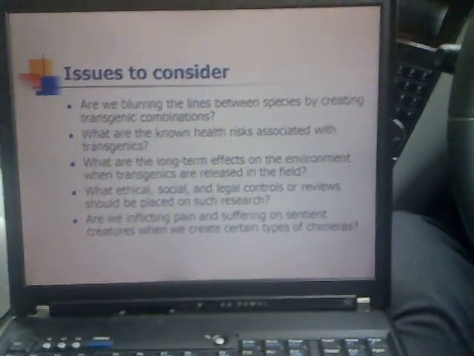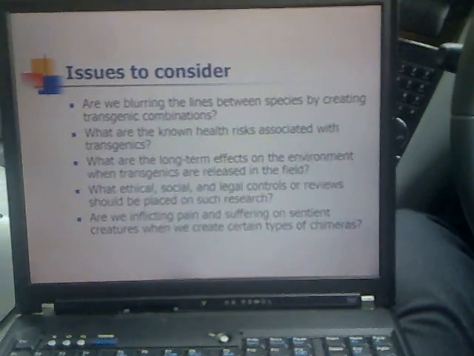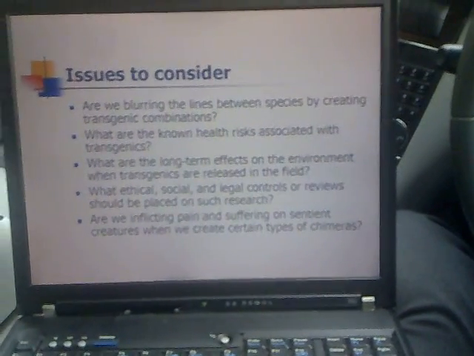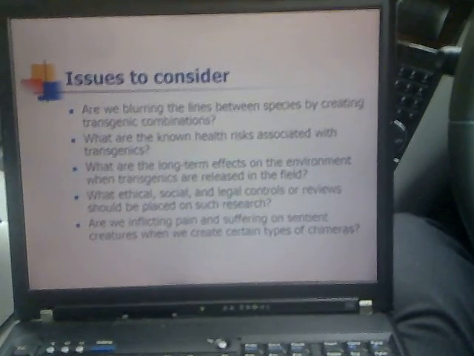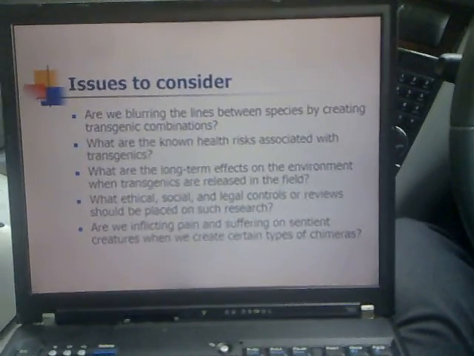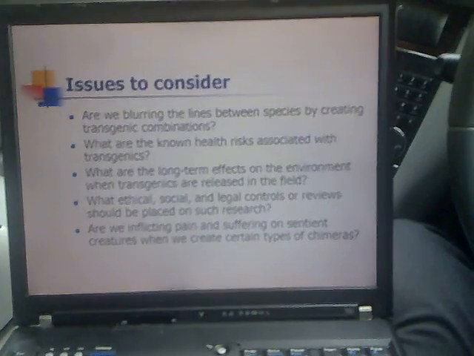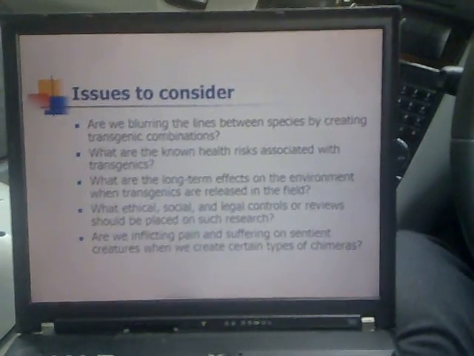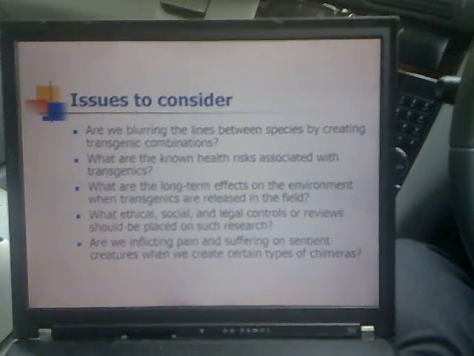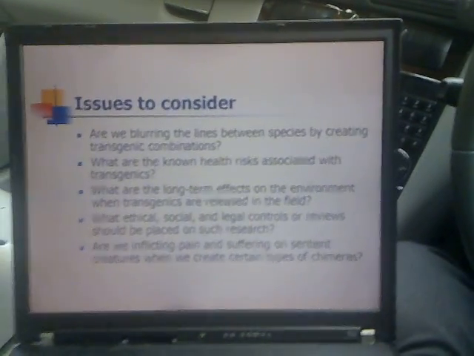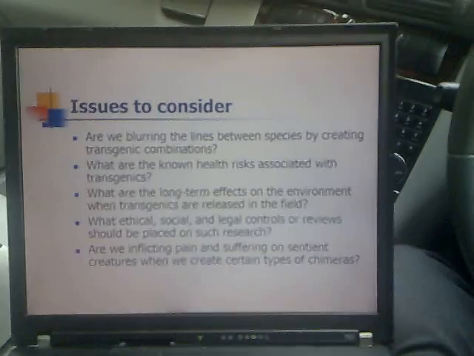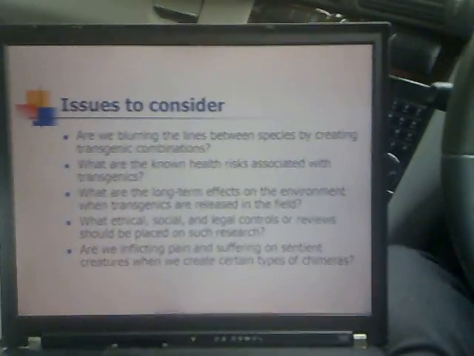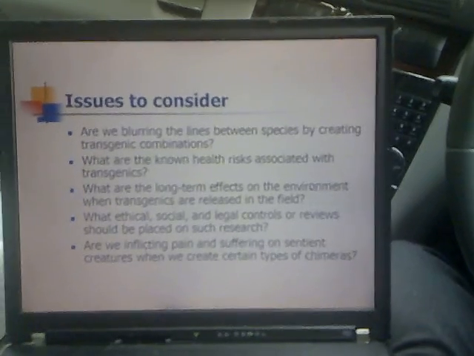Before we do genetic engineering, we need to consider some things, like, are we blurring the lines between species by creating transgenic combinations? So you have a dog gene, you have a cat gene, will you create a hybrid, a cat and dog mixture that can bark and climb trees at the same time? Is it dangerous to do that? Do we know the health risk with this transgenic? So you created a dog and cat hybrid. Do you think that this particular offspring will be prone to certain diseases that are more common, right?